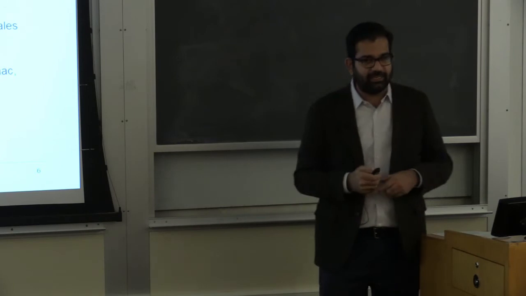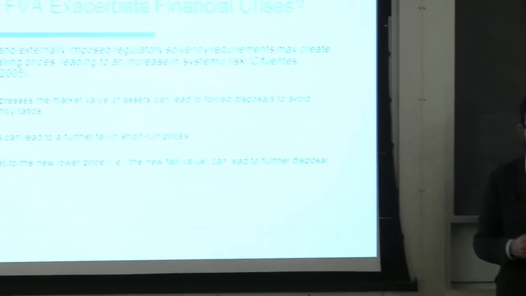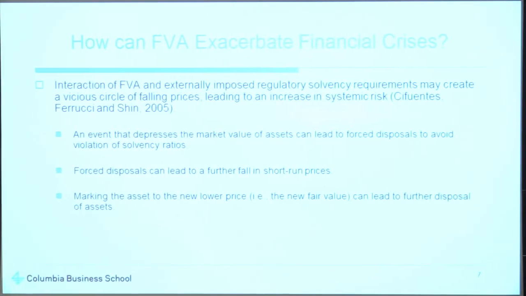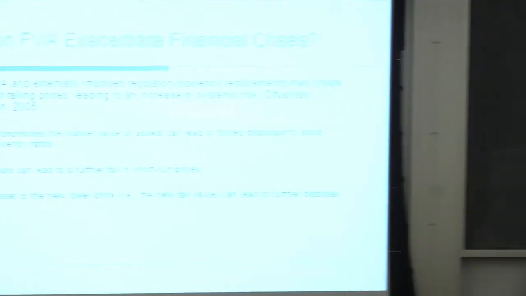So how exactly can fair value accounting cause bank contagion? There are many different channels out there through which fair value accounting can contribute to bank contagion. I'm going to talk about a couple of them, but there are many more out there. So the first channel through which fair value accounting can contribute to this contagion is by interacting with solvency ratios imposed by regulators.